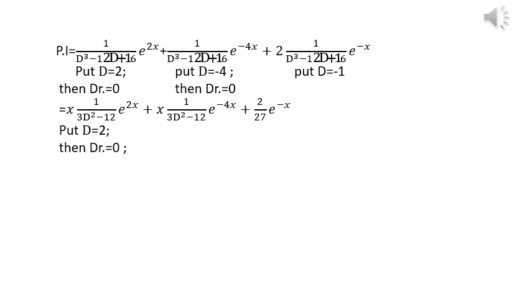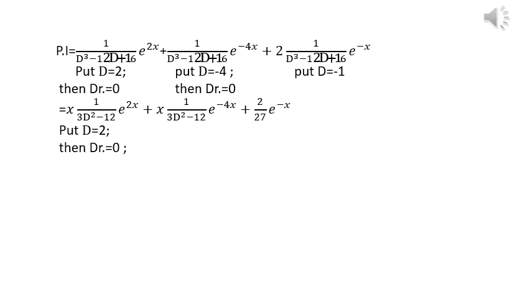Already I told, on the right hand side of PI there are two terms. Only the simplification part of the first term is over. Coming to the second term, see, in the second term e to the power minus 4x is there. So put d is equal to minus 4.